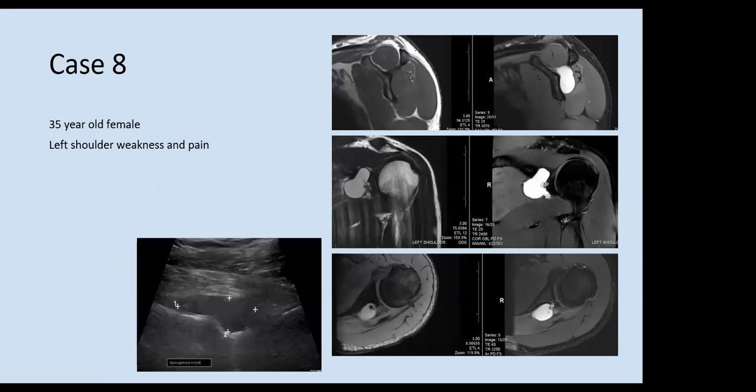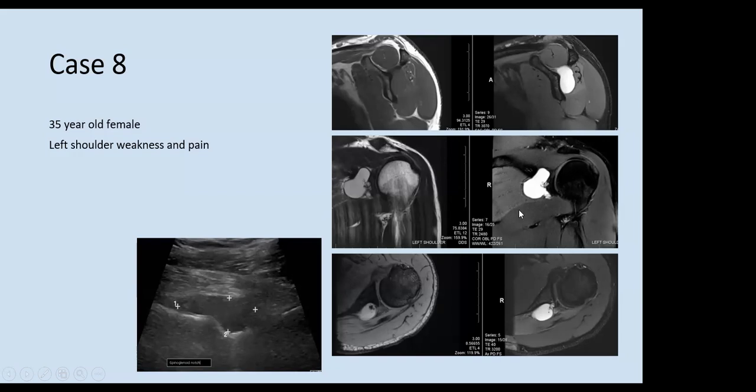Next case is actually an interesting case. I will take the case just to get faster here. On the ultrasound scan of the spinoglenoid notch, we see a cystic lesion in the spinoglenoid region. Measurements are provided here. And on MRI, we see there is a large cystic lesion in the spinoglenoid notch at the posterior aspect. We can also see there is a labral defect, and the cyst appears to arise from the posterior aspect of the labrum. We can also see that there is edema of the infraspinatus muscle.